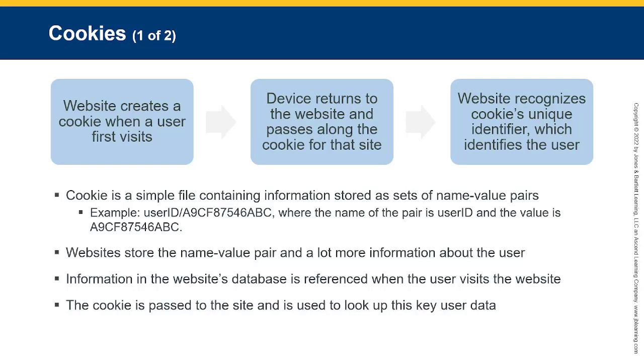So a cookie is a simple file containing information stored as a set of name-value pairs, like user ID and some random alphanumeric digits, where the name of the pair is user ID and the value is the random alphanumeric string. Websites store the name-value pair and add more information about the user. Information in the website database is referenced when the user visits the website. The cookie is passed to the website and used to look up this key user data.